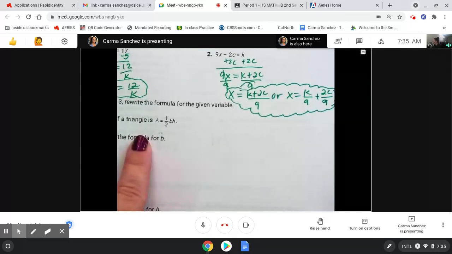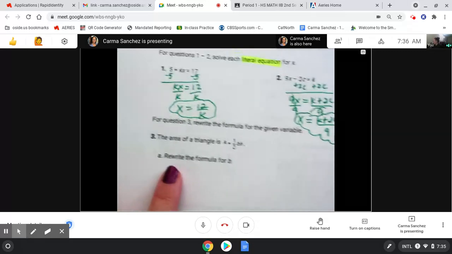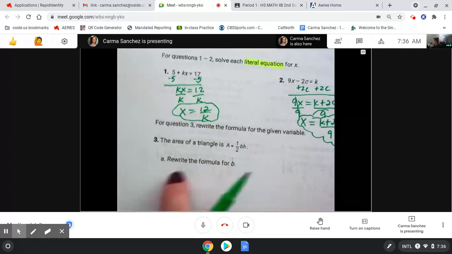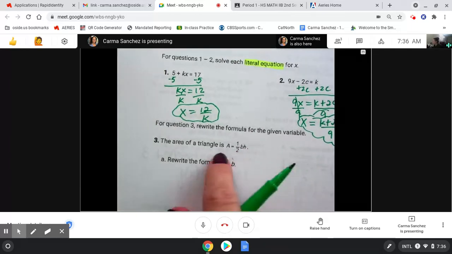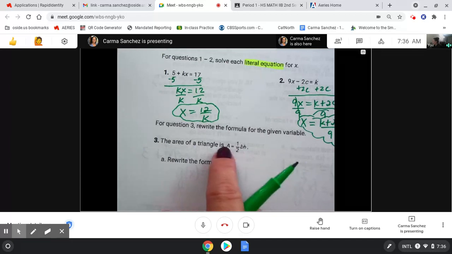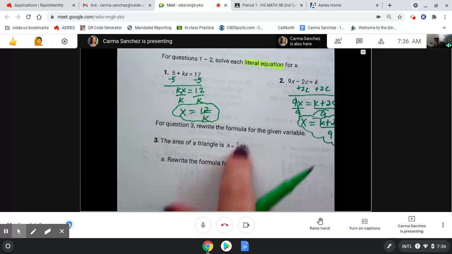Rewrite the formula given. Again, another literal equation for another variable. So what if I have a formula in terms of area, but I want the formula in terms of the base? I'm changing my perspective. I don't want an answer of area anymore. I don't have the base and the height, and I'm trying to get the area. Now I have the area and I have the height, and I want to solve for the base.